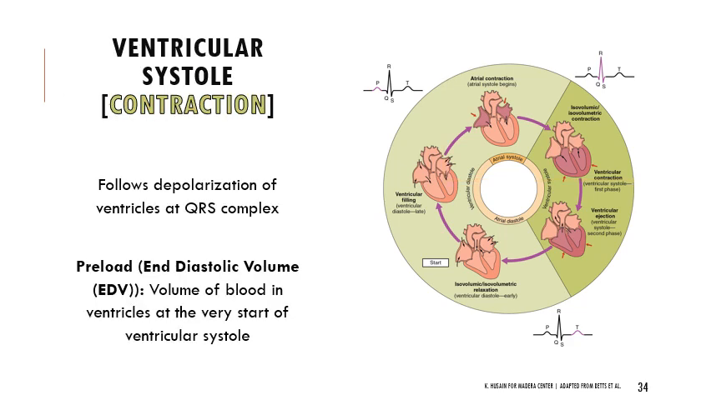So then we have ventricular systole, which is a little bit more complex than atrial. This is going to follow depolarization of the ventricles at the QRS complex. One thing to keep in mind here is this idea of preload. At the very start of ventricular systole, you have what's called end diastolic volume, or EDV. This is the amount of blood that's in those ventricles at the end of diastole, the beginning of systole. So it's the preload, it's the load at the start of systole.